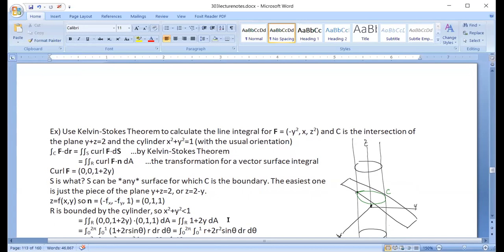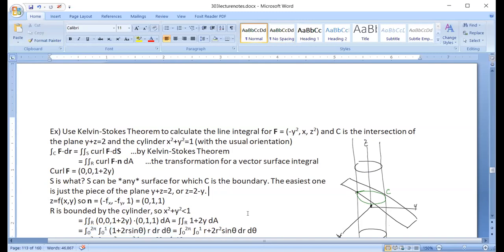And then we need to go back and make those substitutions. So for y, we just plug in r sine theta. And that finally gives you an integral that you can go ahead and directly calculate.